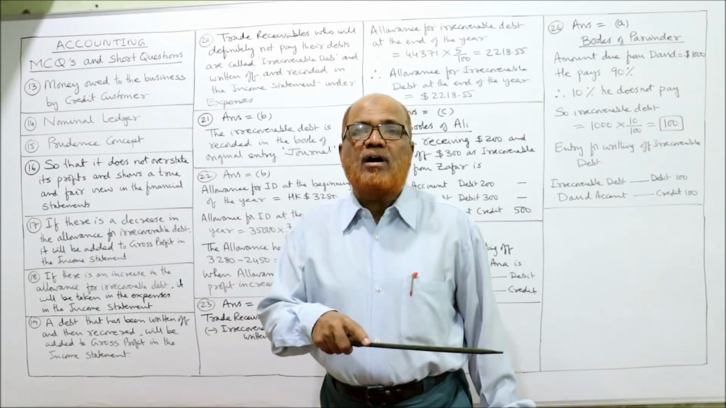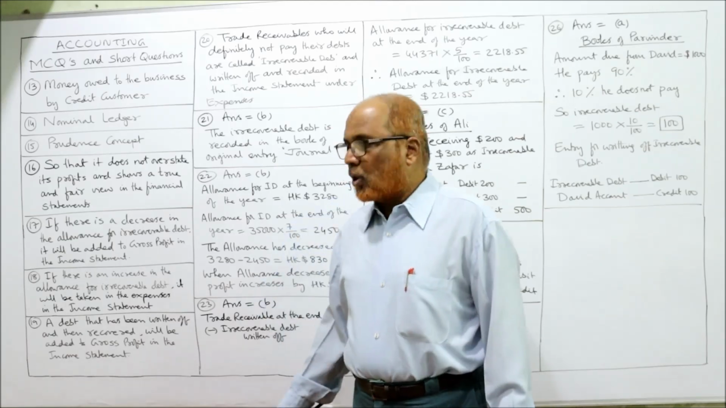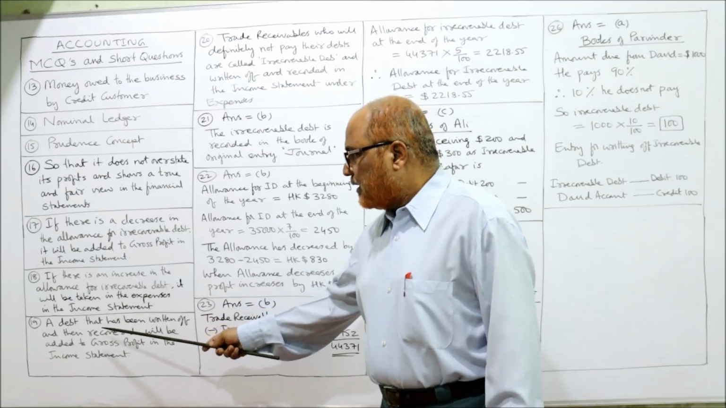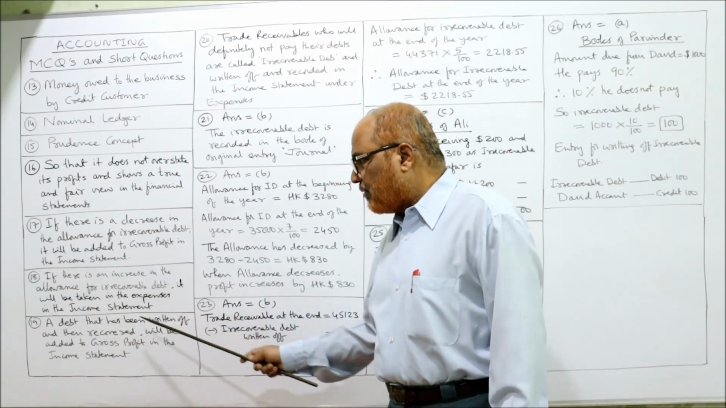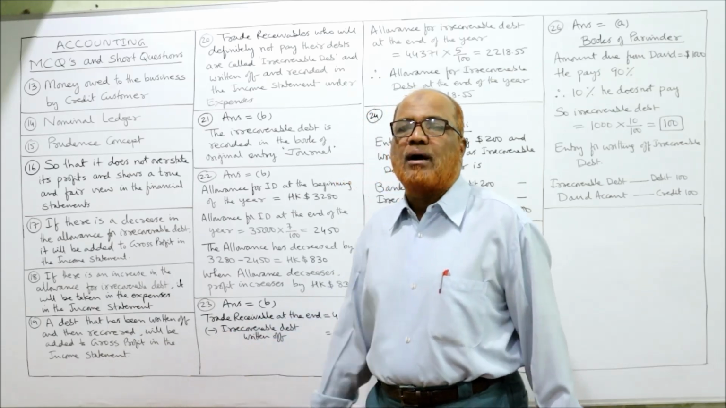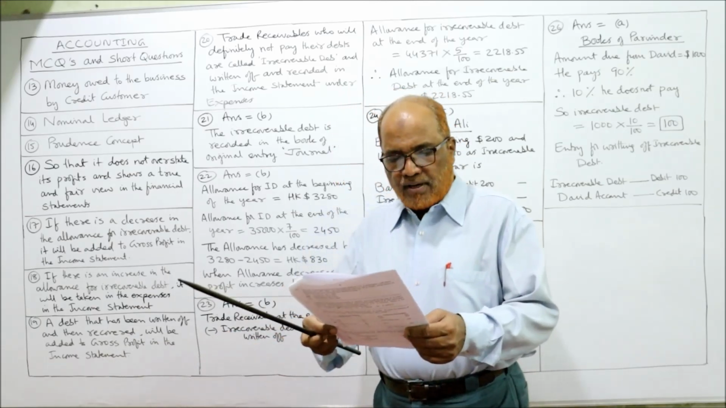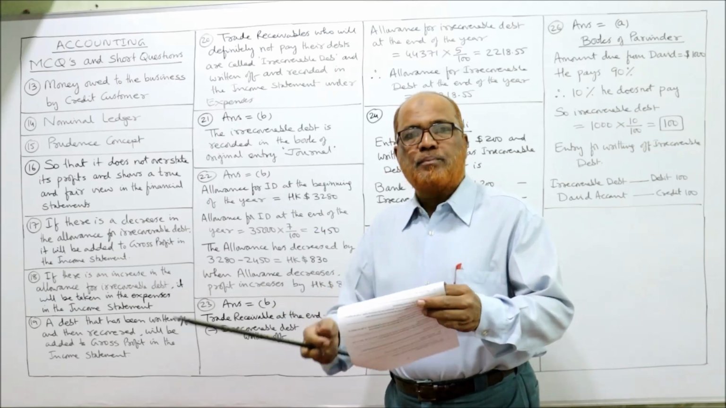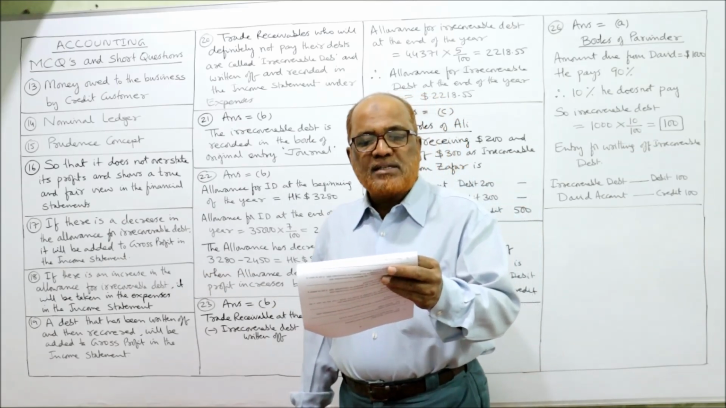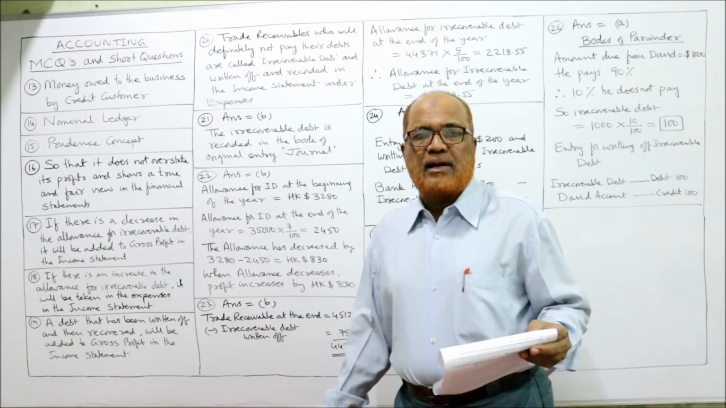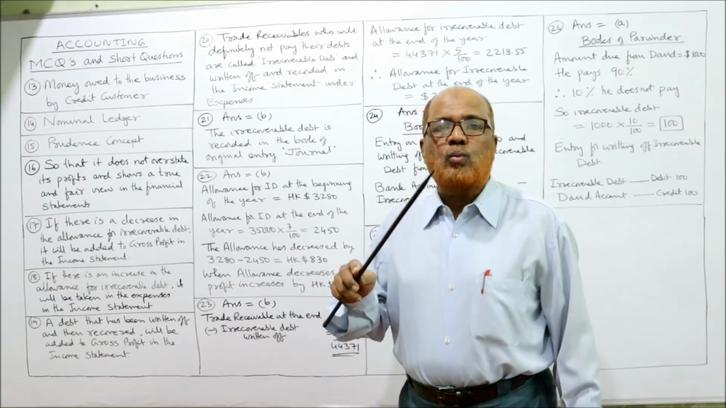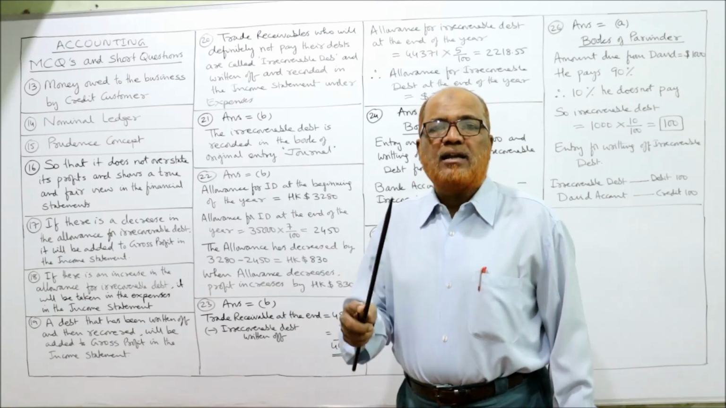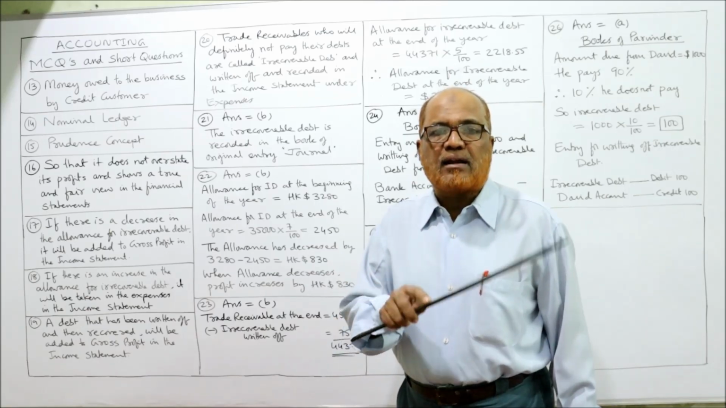Irrecoverable debt recovered will be added to gross profit. So here, a debt that has been written off and then recovered will be added to gross profit in the income statement. Next, problem number 20. What is the effect of irrecoverable debt? The effect of irrecoverable debt is the profit will get reduced and trade receivables will get reduced.